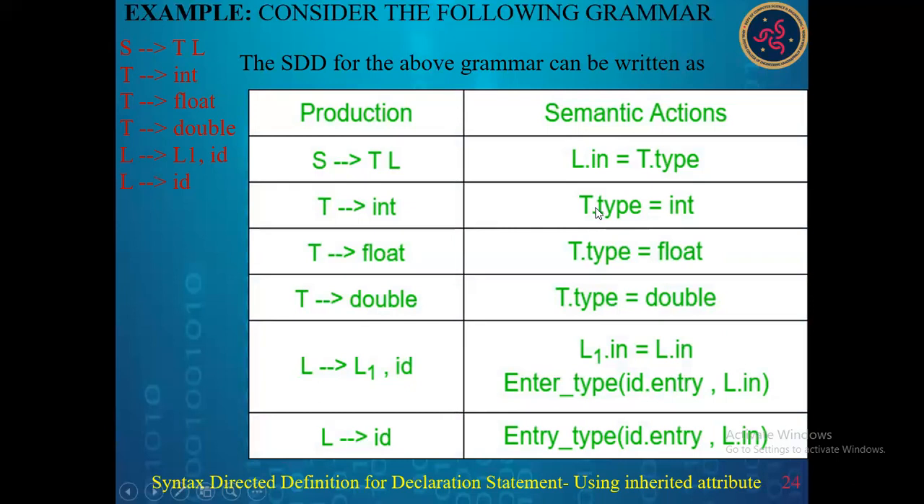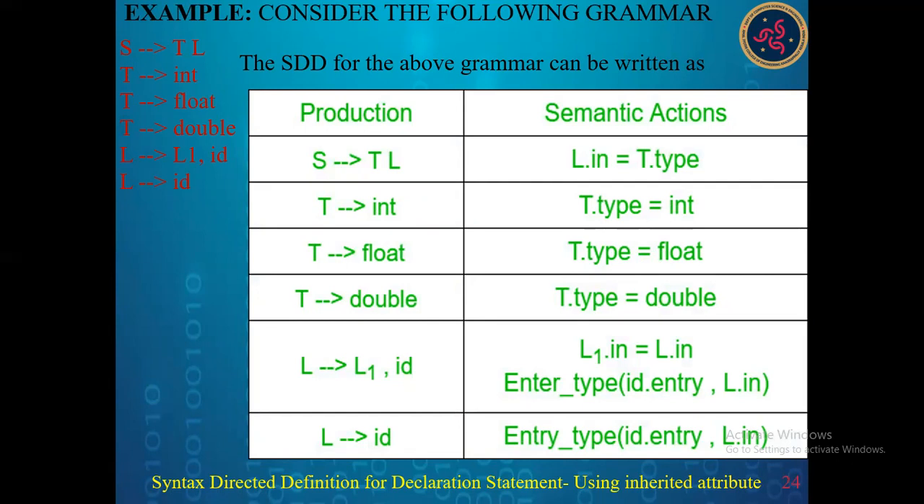Okay, so again next is T dot type. For this production, I am having the action. My semantic action performed here is that I am copying the int keyword to T dot type. Similarly, the float value is copied to T dot type, as well as the double. For this type of declaration, I can have an integer variable, floating point, as well as a double. Okay, so these are the keywords.